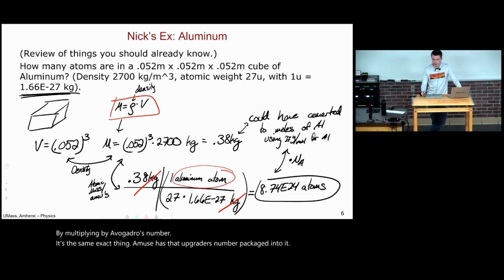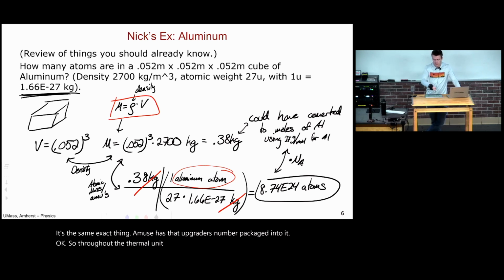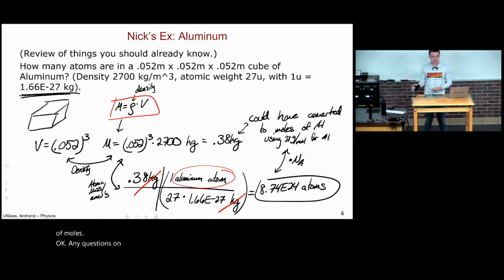Okay, so throughout the Thermo unit, you'll use various parts of this web of converting between volumes and masses and number of particles and number of moles. Any questions on this? Again, I think this is mostly review, but I just wanted to show you my conventions.